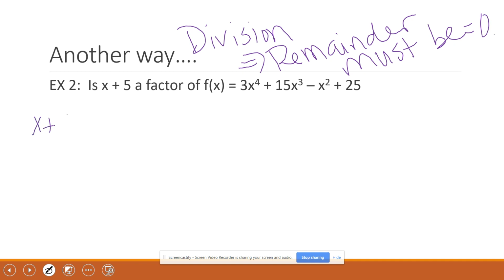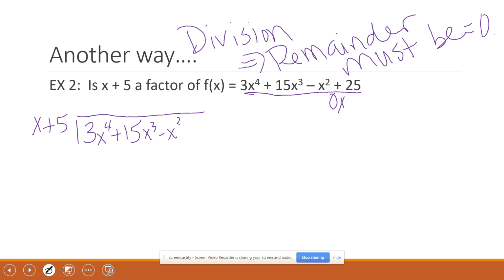We can use long division. Check to see, is this in standard form? Yes, it is. Is it missing a term? Yes, it is. It's missing x to the first power. Now remember, when we're doing long division, you don't really have to add in that 0, but it is a great placeholder. And so we encourage you to go ahead and make sure you add that in.